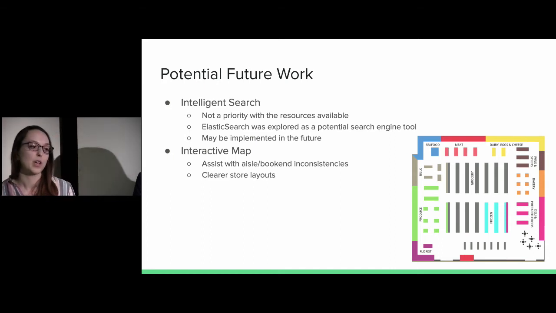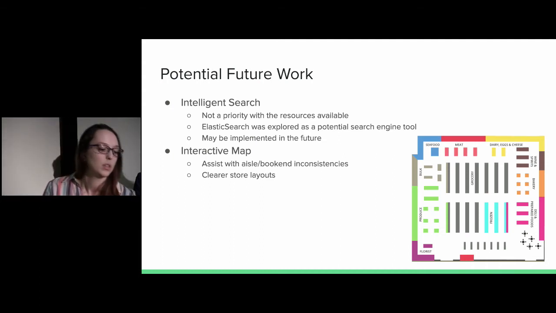Another thing that we thought could be really useful was adding an interactive map. We felt that this would also help with some of those dairy and bookend inconsistencies, because if you had a map in the application that had those kinds of bookends clearly marked, it might not be as big of an issue if the database is returning their planogram rather than the store itself.